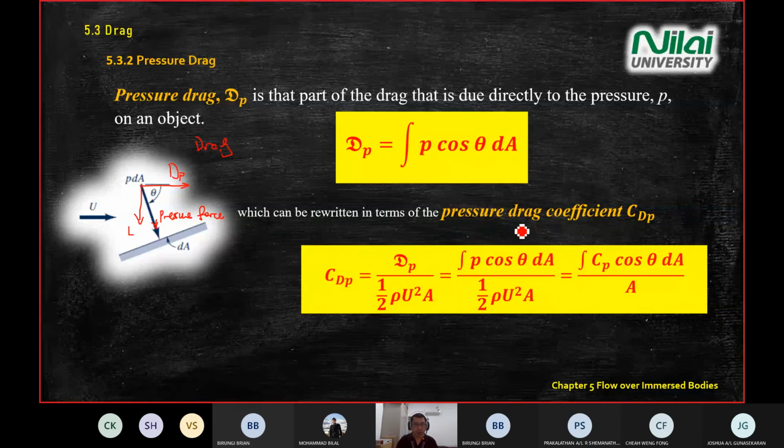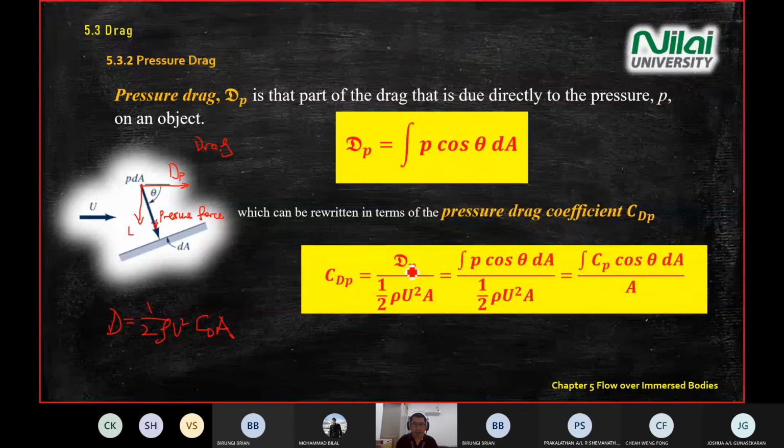So the pressure drag coefficient is given by, you just rewrite the equation for drag again from the general one. Drag equals half rho V squared times the drag coefficient times the area. Rewrite this drag equation in the coefficient form, given by drag force divided by dynamic pressure times the area.